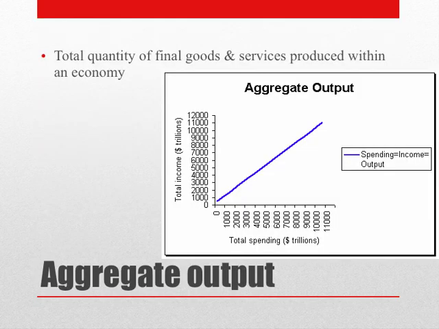Aggregate output is defined as the total quantity of final goods and services produced within an economy. Guess what variable we use to describe aggregate output? Those of you playing at home, yes, correct. The answer is a capital Y. Capital because it is aggregate, meaning it is for the entire economy. So, output, we talk about how much is being produced. When we say aggregate, it means for the whole economy, not a single person or firm. Total quantity for final goods and services produced within an economy.